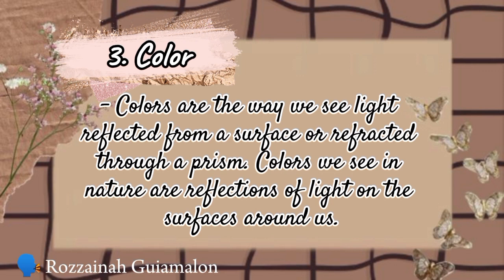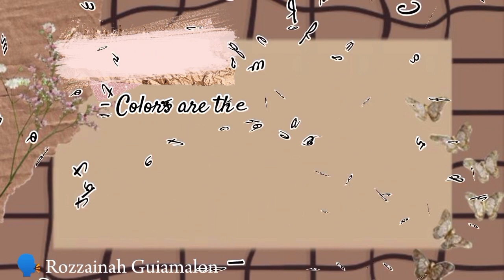Similarly, when light passes through a prism, it gets bent or refracted and the different colors in the light spread out. This creates a beautiful rainbow of colors. So in simpler terms, colors are the way we see light reflecting off objects or refracting through a prism. The colors we see in nature are the result of light bouncing off or passing through different surfaces.